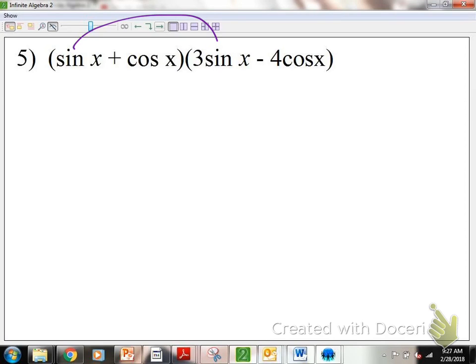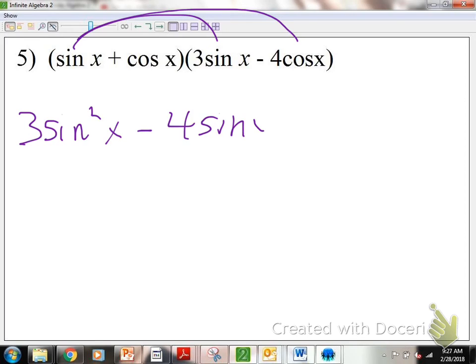Sine of x times 3 sine of x is 3 sine squared of x, right? Now, we've not seen anything like this yet. What is the sine of x times negative 4 cosine x? That's the question, right? It would be negative 4 sine x cosine x.